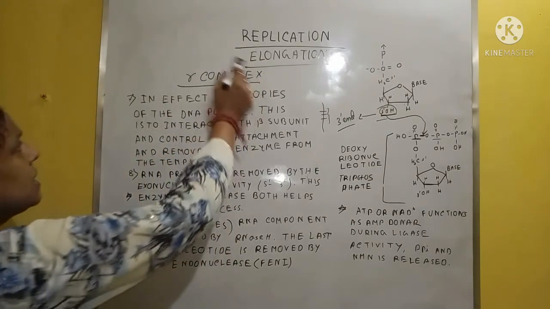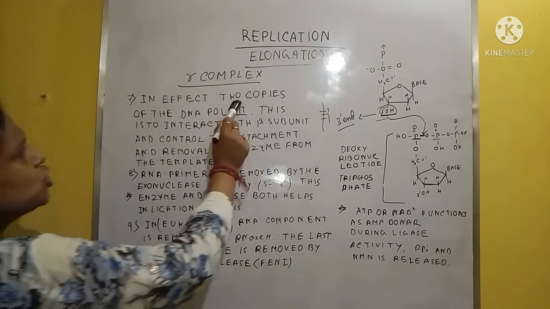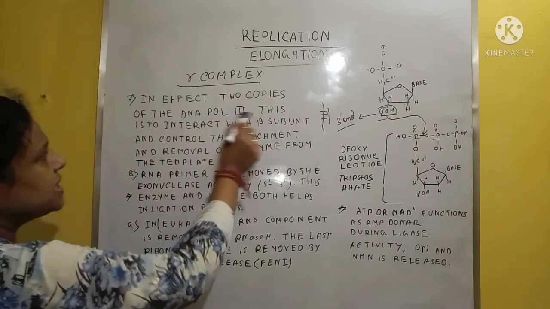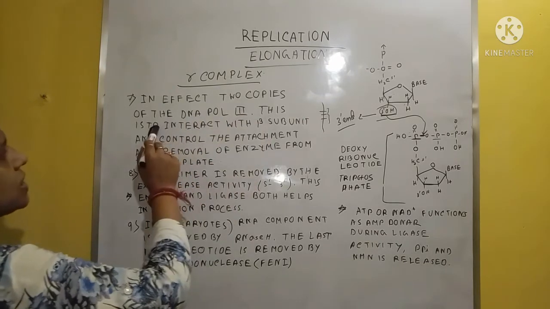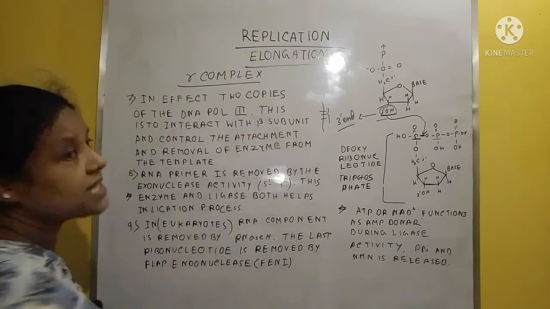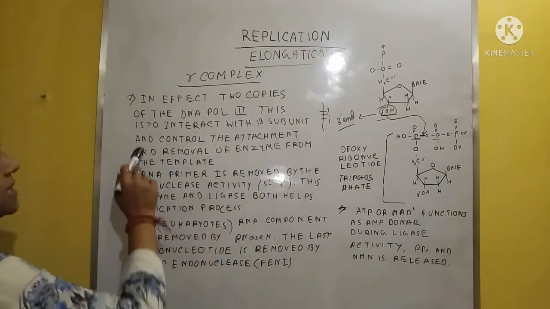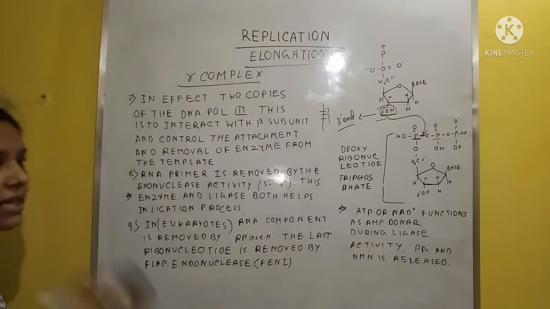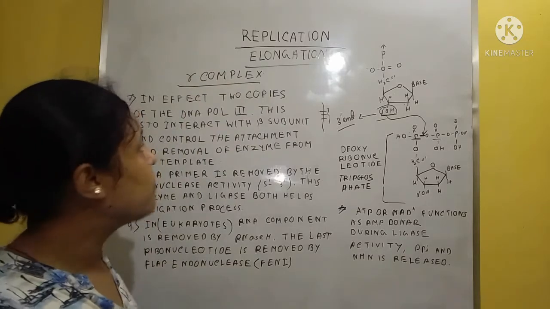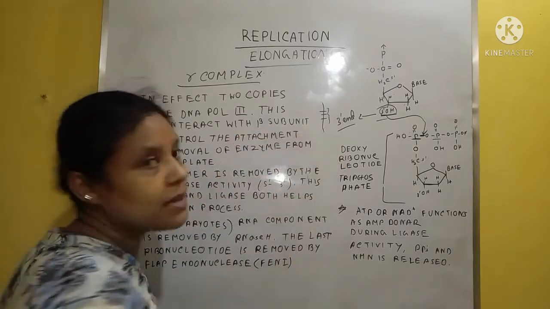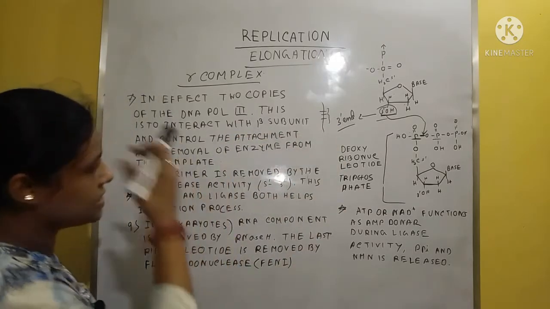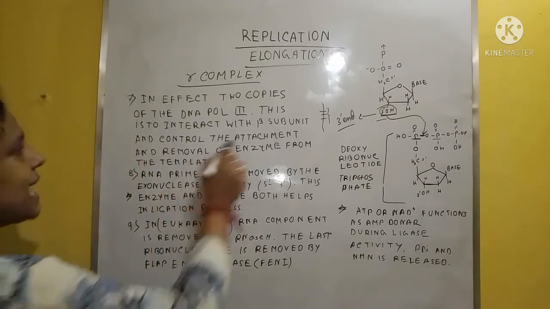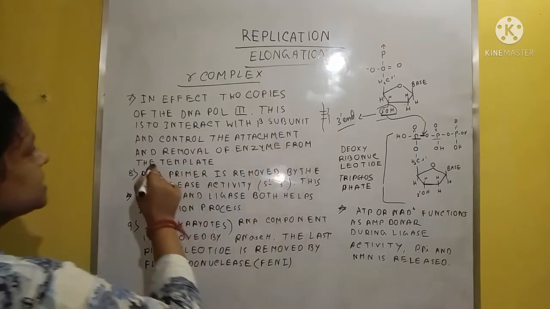The gamma complex is formed from two copies of DNA pol III, which interact with the beta subunit clamp and control the attachment. When the gamma complex is formed, with two copies of DNA pol III and the beta subunit, during the elongation process it controls the attachment and removal of the enzyme from the template.